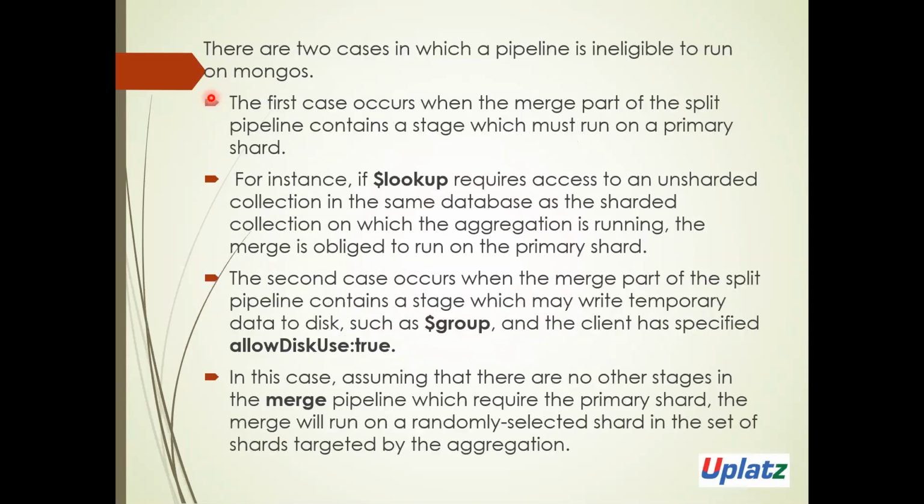So there are two cases in a pipeline. The first case is when the merge part of a split pipeline contains a stage which must run on the primary shard. For instance, if the lookup requires access to an unsharded collection in the same database as the sharded collection on which the aggregation is running, the merge is obliged to run on the primary shard. So then only we can merge.